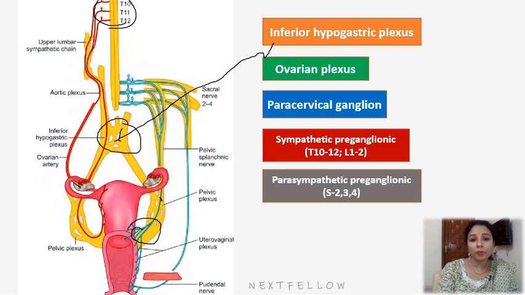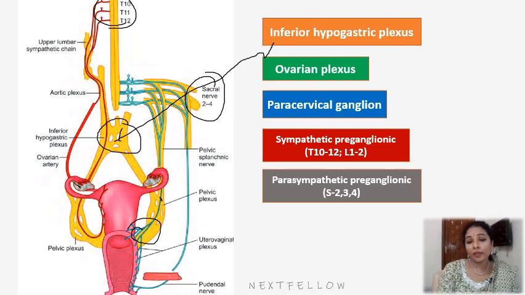Next, about the parasympathetic preganglionic. Parasympathetic preganglionic fibers arise from S2, S3, S4. So we can see here the sacral nerves, which are the parasympathetic. So S2 to S4 relay in the paracervical ganglion, and they cause uterine inhibition and vasodilatation. So they cause uterine inhibition of contraction and vasodilatation, but these activities are complicated by hormonal control of uterine functions.